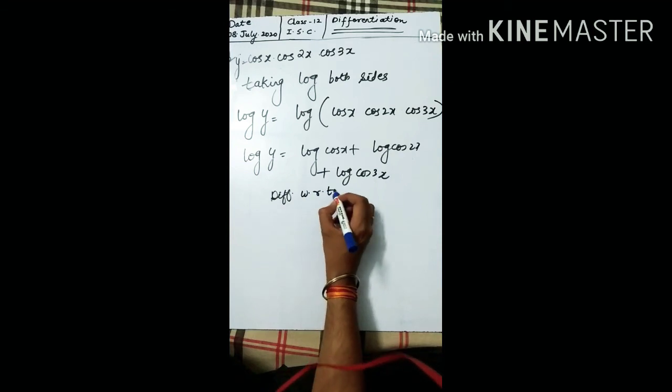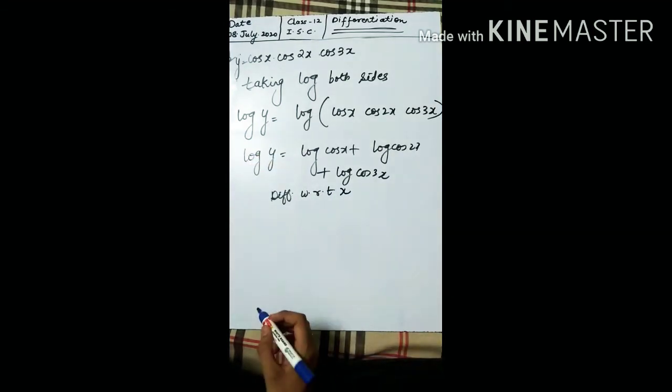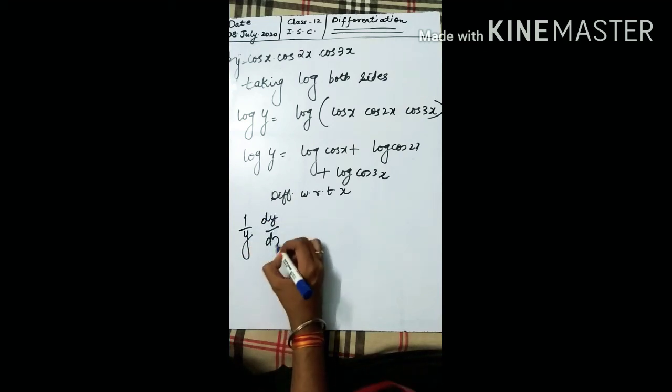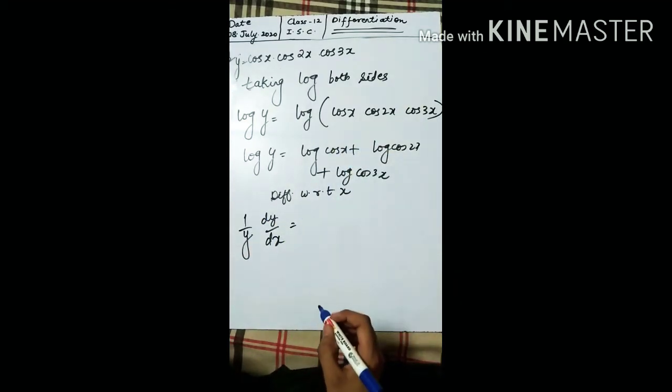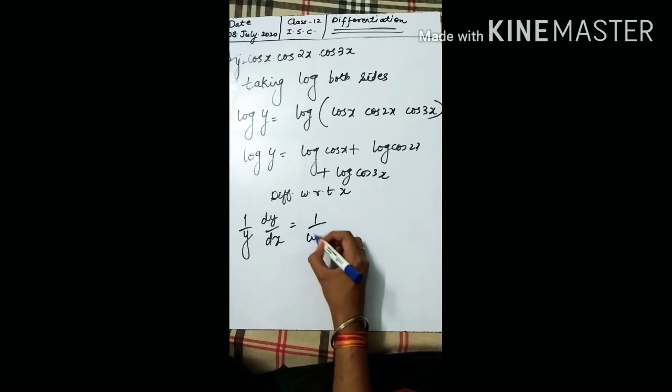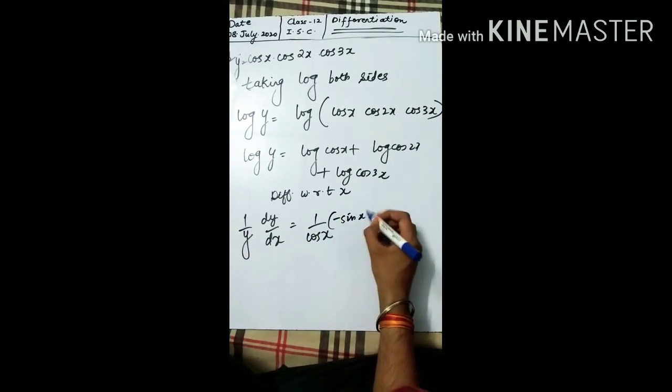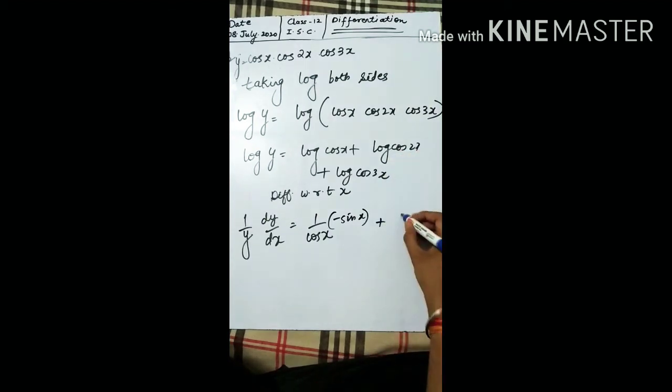Differentiating with respect to x, what is the differentiation of log y? 1 upon y dy dx. Okay, what is the differentiation of log cos x? 1 upon cos x. And what is the differentiation of cos x? Minus of sin x, plus this will be 1 upon cos 2x into minus of sin 2x into 2.